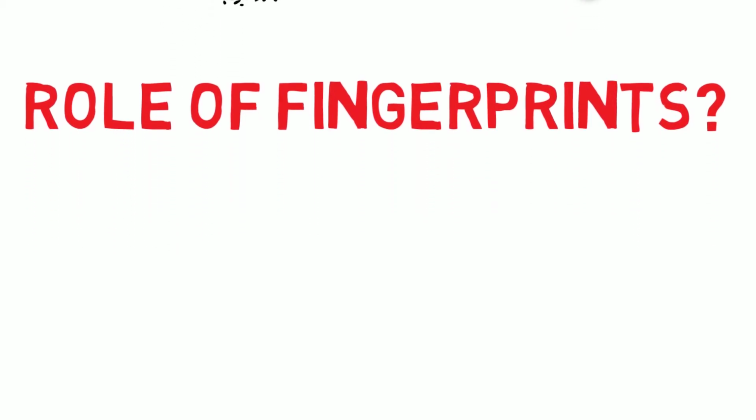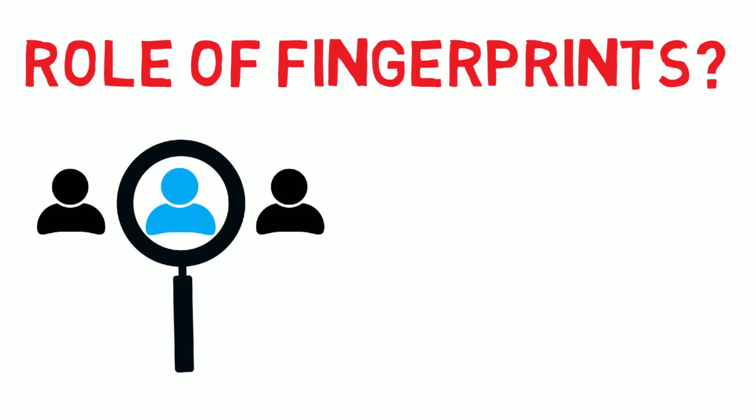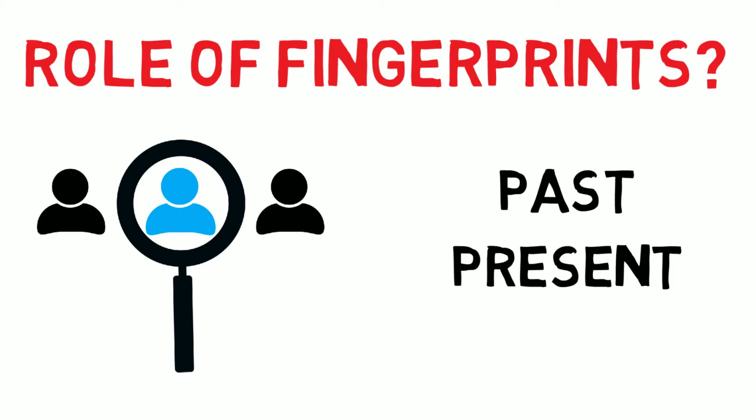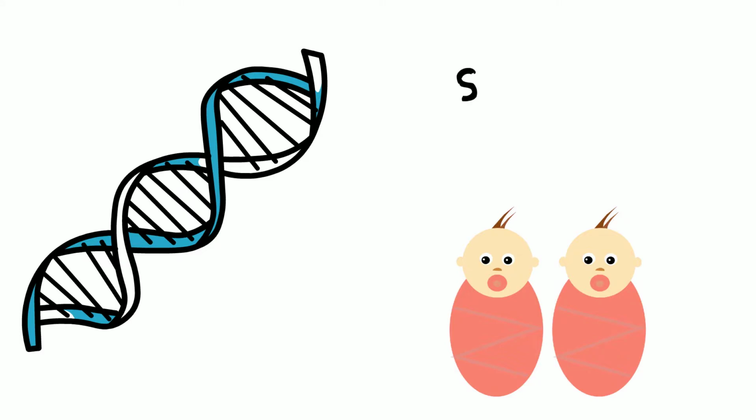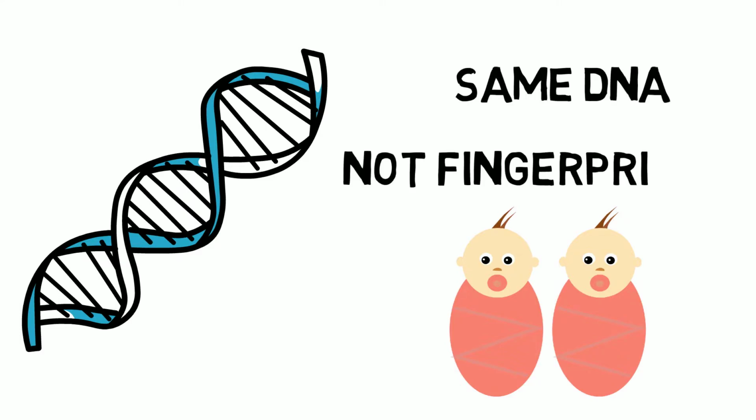Fingerprints on your hand are the one unique thing about you. No one in the past, present, or future has or will have the same exact fingerprints as you. They are even more unique than DNA, genetic material in each of our cells. Though identical twins can share the same DNA, they can't have the same fingerprints.